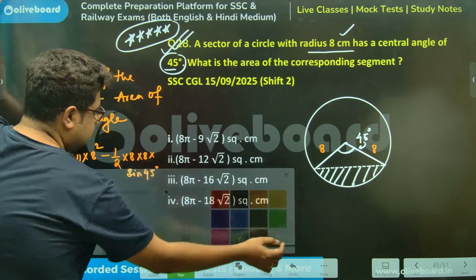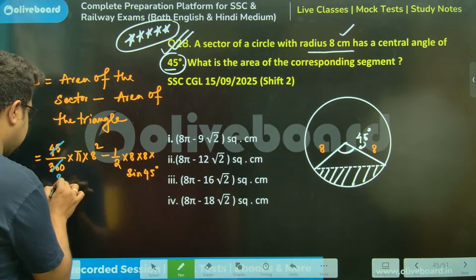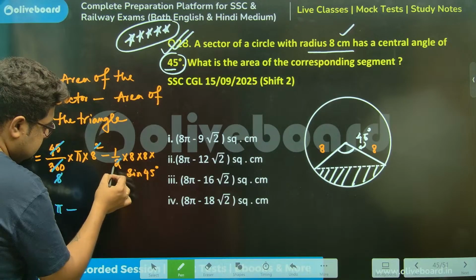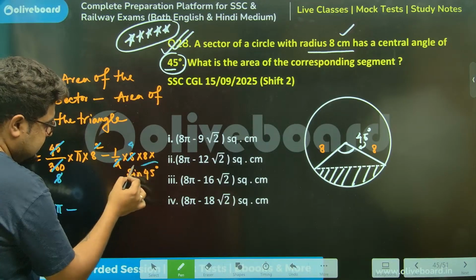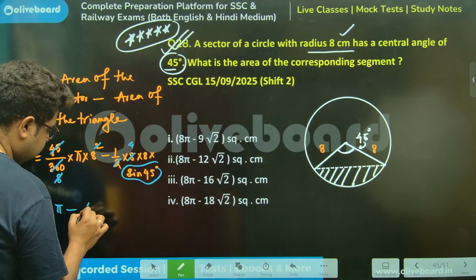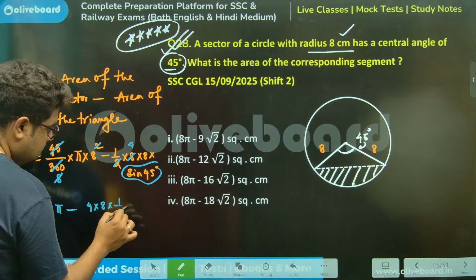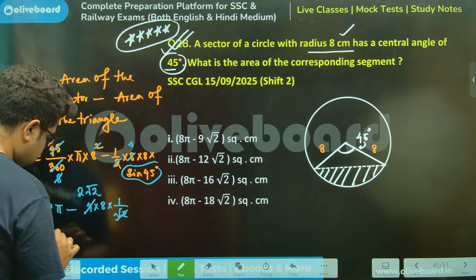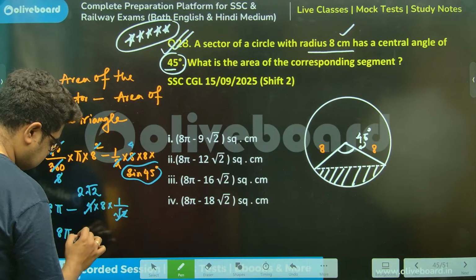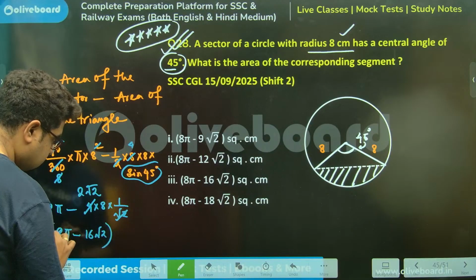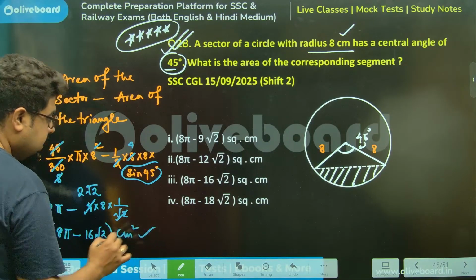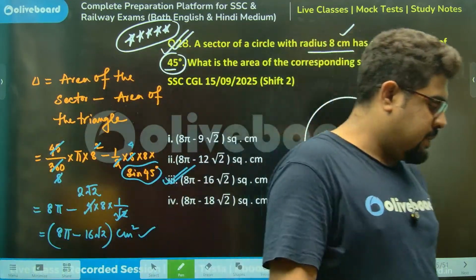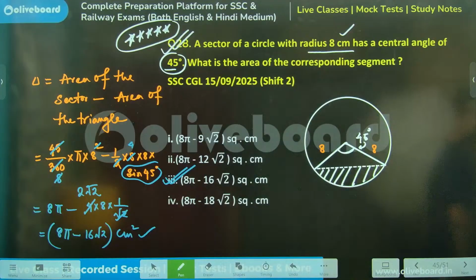Just calculate. So this is 8 pi minus 4 into 8 into sine 45, which is 1 by root 2. If you cancel this, you will get 2 root 2. So your answer is 8 pi minus 16 root 2 centimeter square, option number 3. Clear, everyone?